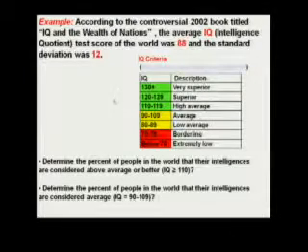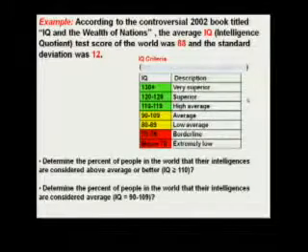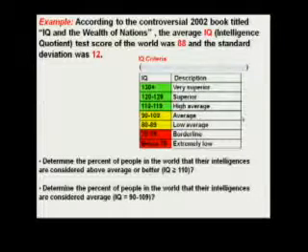Now, in case you don't know, here are the common criteria that are used to describe people's IQ. Anything below 70 is extremely low IQ. 70 to 79 is borderline. 80 to 89 is low average. 90 to 109 is average. 110 to 119 is high average. 120 to 129 is superior. And 130 or plus is very superior. Regardless of whether we agree with these criteria or not, let's deal with the problem.